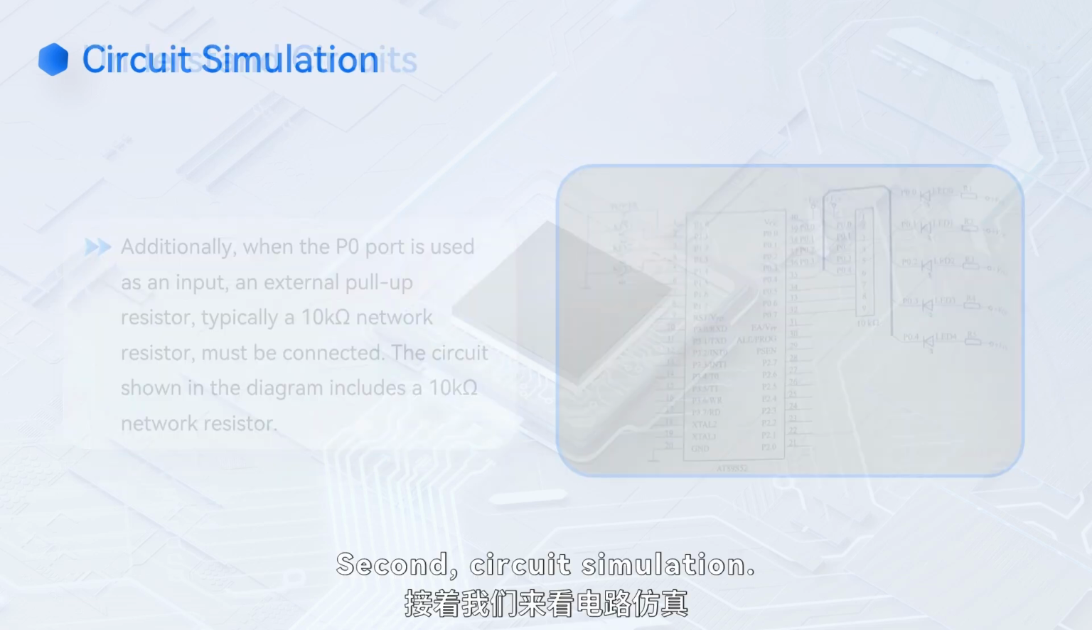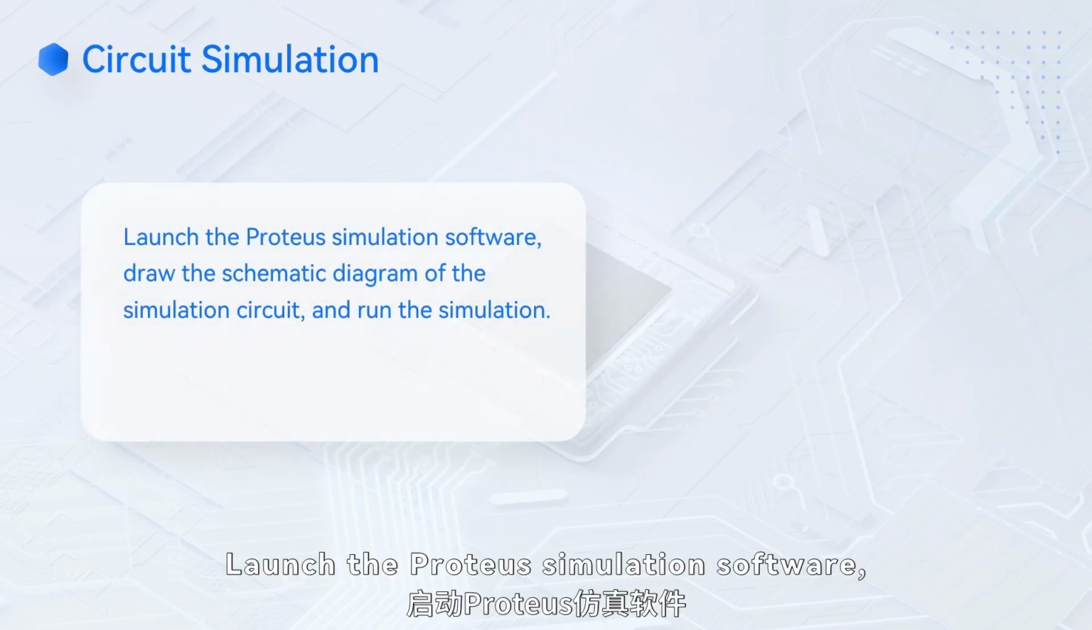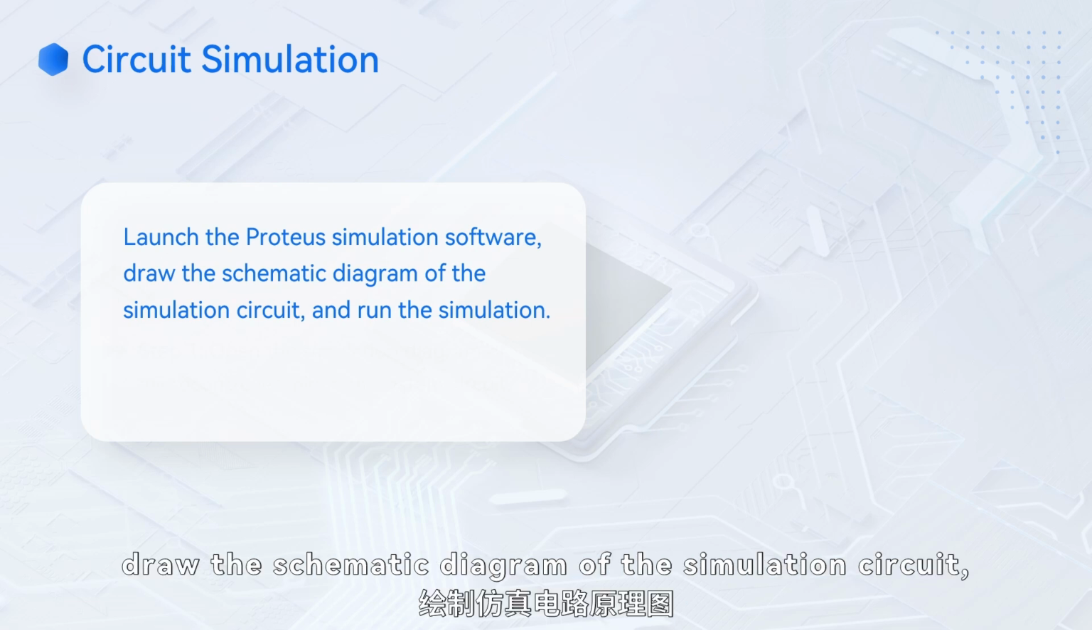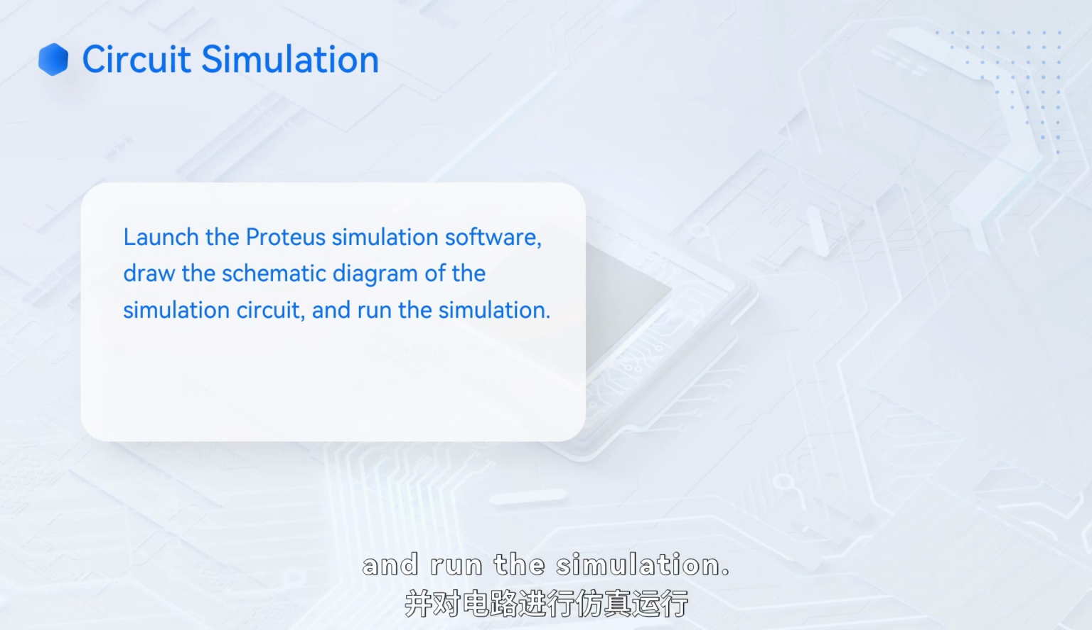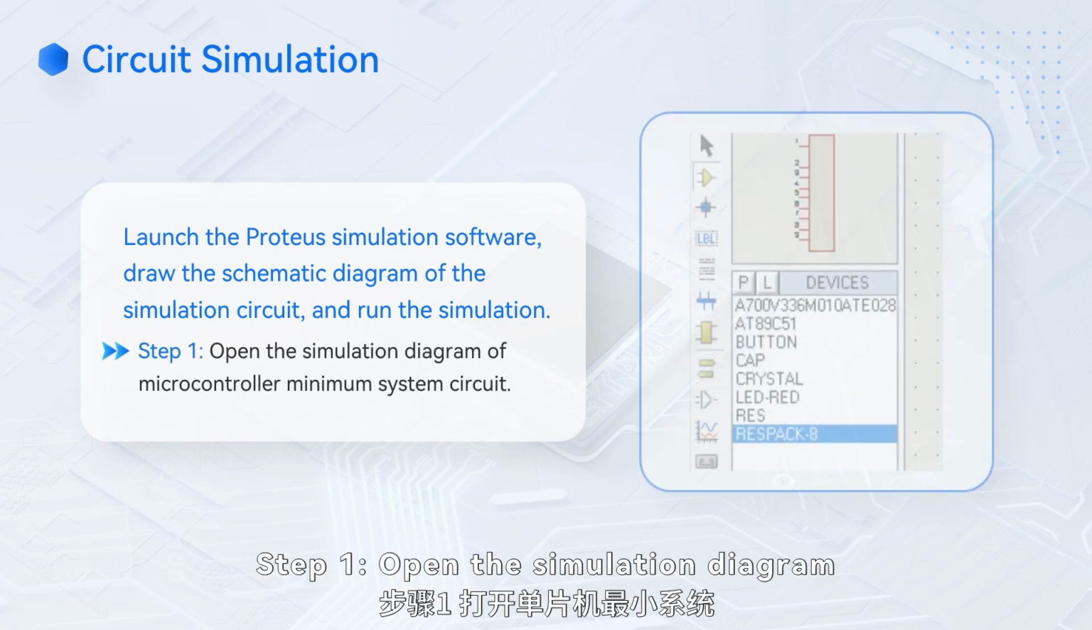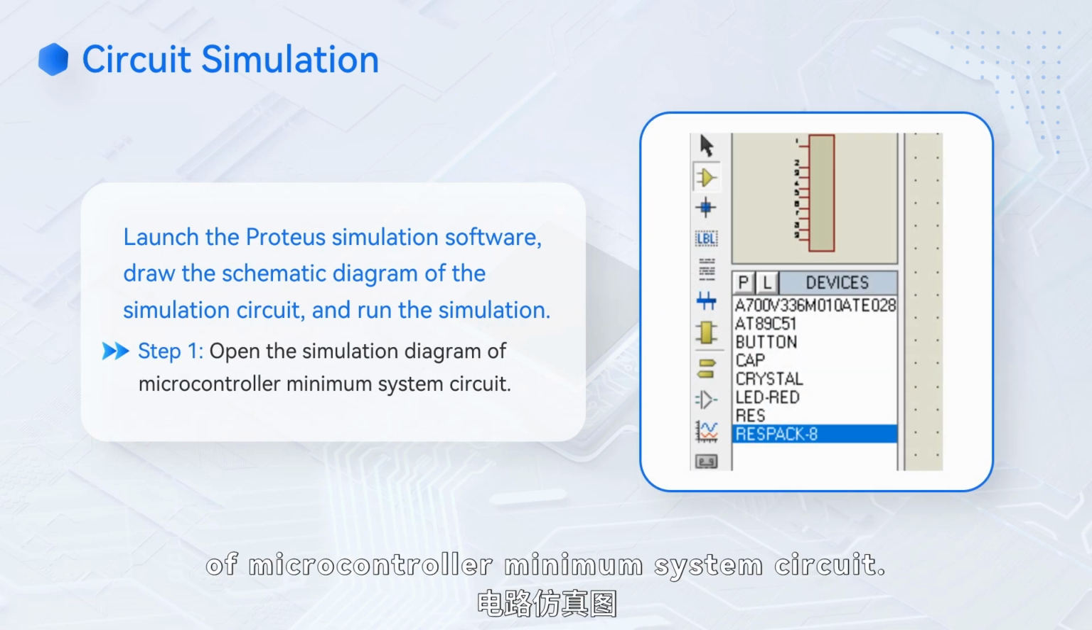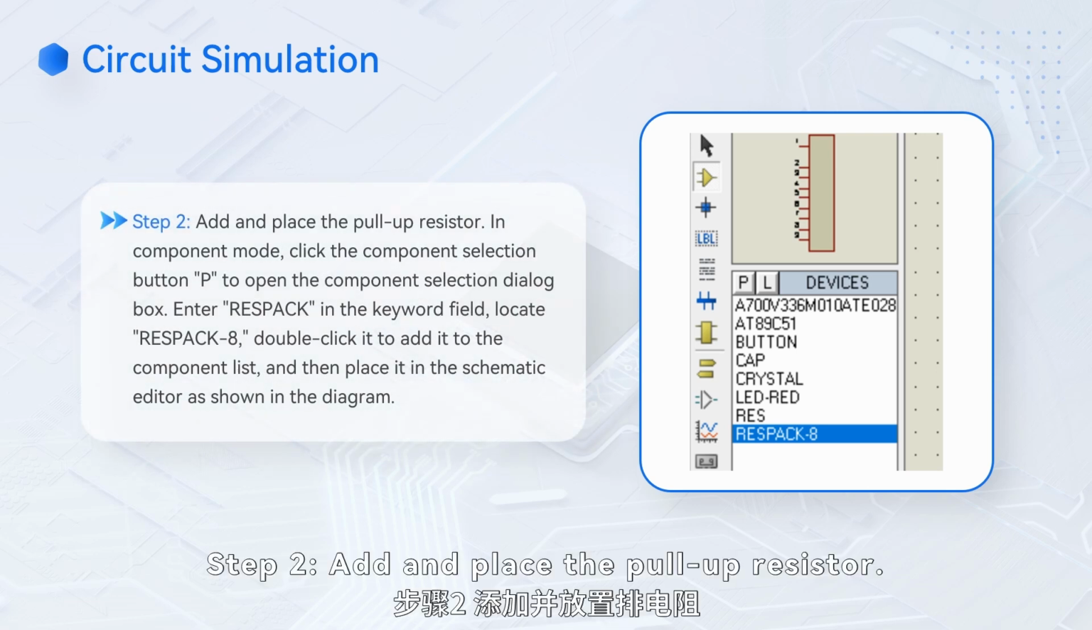Second, circuit simulation. Launch the Proteus simulation software, draw the schematic diagram of the simulation circuit, and run the simulation. Step 1. Open the simulation diagram of microcontroller minimum system circuit. Step 2. Add and place the pull-up resistor.